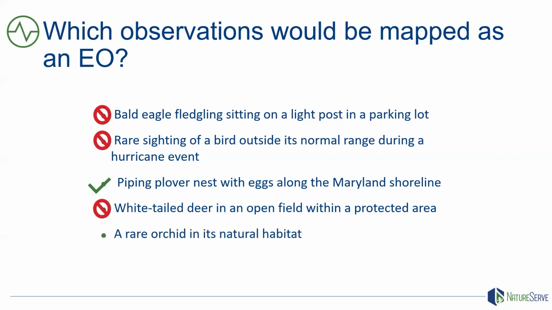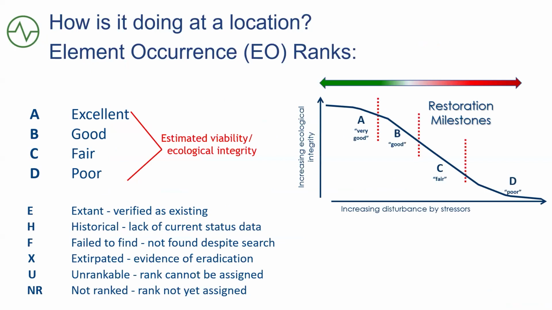And lastly, a rare orchid in its natural habitat. Yes, this is an area that is definitely important to protect. So next, we're going to look at one of the attributes of an EO. So when we map an EO, there are several attributes associated with the EO that help you to understand it, and I'll be talking about some of these attributes.